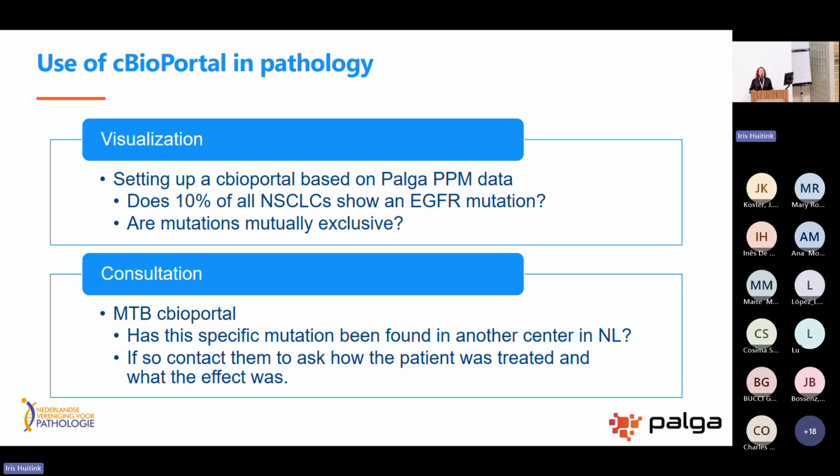Visualization, I think we've seen a lot of beautiful screenshots today showing what you could do with the cBioPortal visualization. For instance, we in pathology would be interested to see if the percentage of patients with, for instance, an EGFR mutation in lung cancer in our hospital is the percentage that you would expect based on what was published in literature. Are we doing okay with our molecular diagnostic workflow?